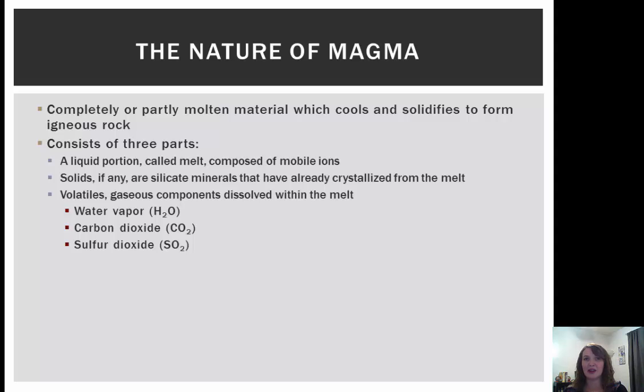And then we have some of our different gaseous components. So we have water vapor, carbon dioxide, and sulfur dioxide. Now those are the three most common gases that you're going to find in magma, but there are plenty more, and we'll learn a little bit more about some of the gases you can expect in volcanoes when we get to our next chapter.